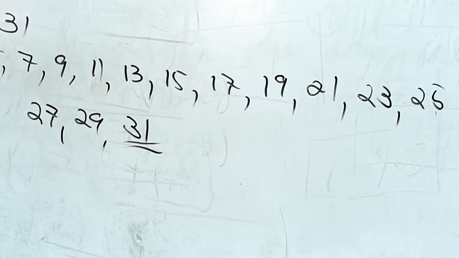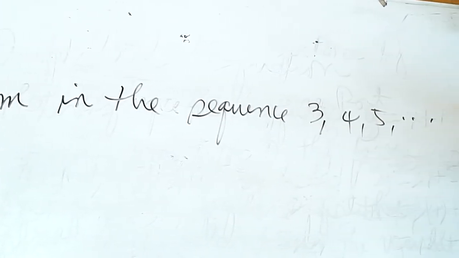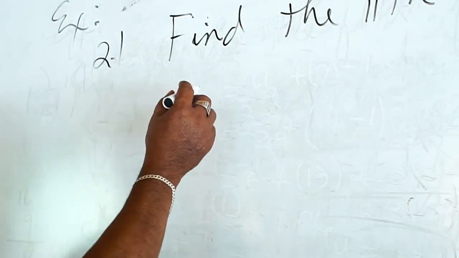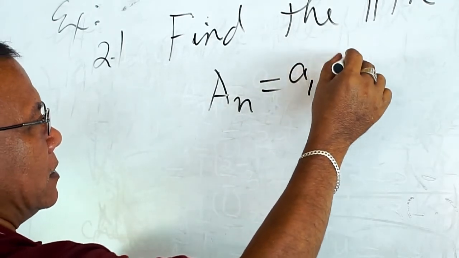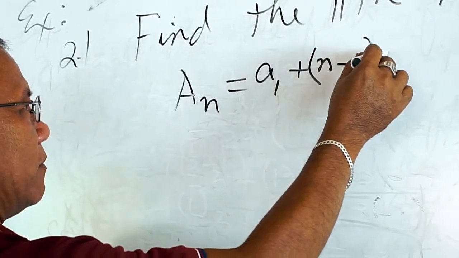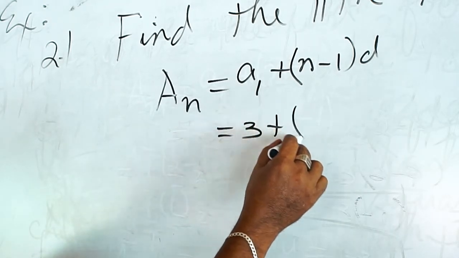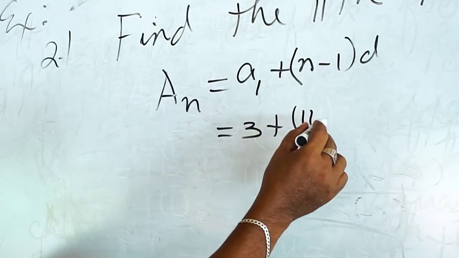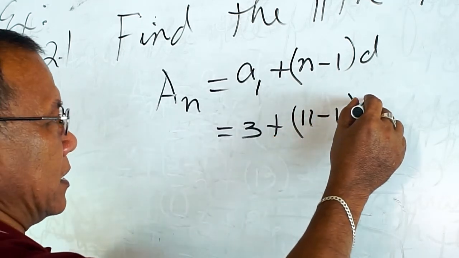Example number 2. Find the 11th term in the sequence 3, 4, 5. Now solve the last term. We have a subscript n equals a subscript 1 plus n minus 1, times d. The first term is 3, plus the number of terms, 11, minus 1. What about the common difference? 4 minus 3 is 1, and 5 minus 4 is 1. So therefore, the common difference is 1.